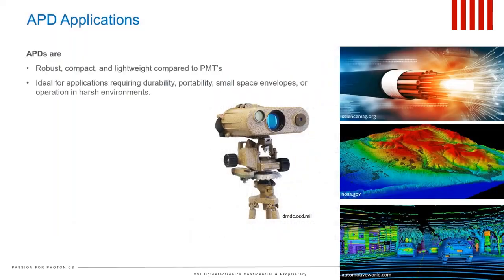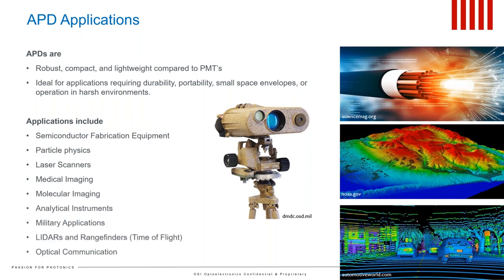In some ways, APDs can be considered as an alternative to photomultiplier tubes. They have the advantages of operating at lower bias and smaller size, but the drawback is lower dynamic range. An important feature of APDs is their high reliability in various environmental conditions. Avalanche photodiodes have found lots of applications in scientific research and various industries, which include semiconductor fabrication equipment, laser scanners, medical imaging, molecular imaging, high-energy physics, analytical instrumentation, and most recently, LiDARs, rangefinders, and of course, optical communication.